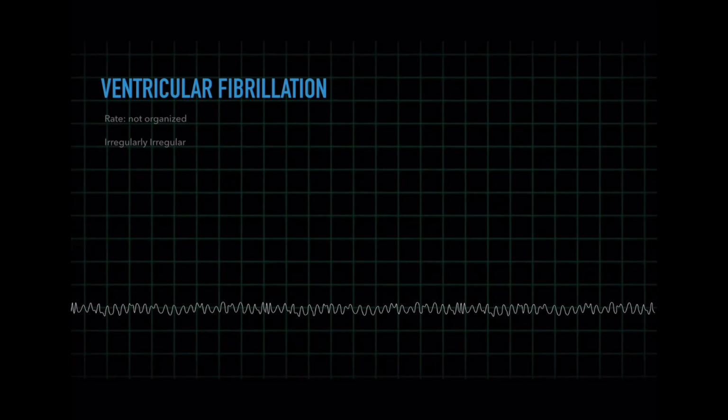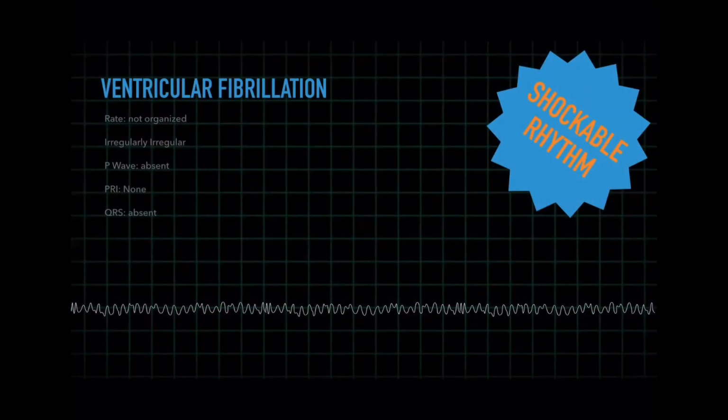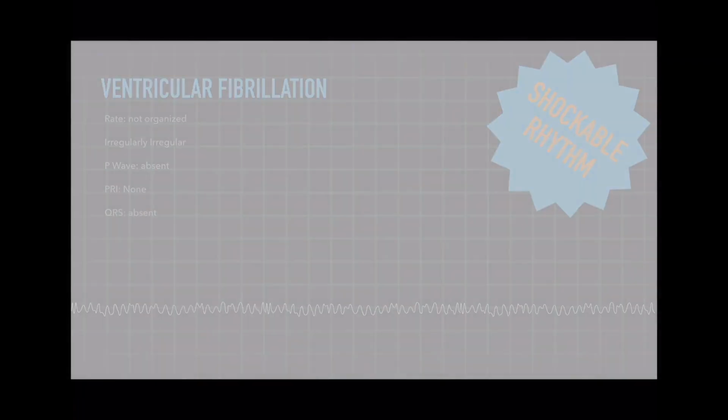As with AFib, VFib is irregularly irregular. The P waves are absent, and there are no PR intervals to speak of. The QRS is also absent as it is truly not a sustainable rhythm. Thankfully, this rhythm is another example of a rhythm that can be corrected with timely defibrillation.